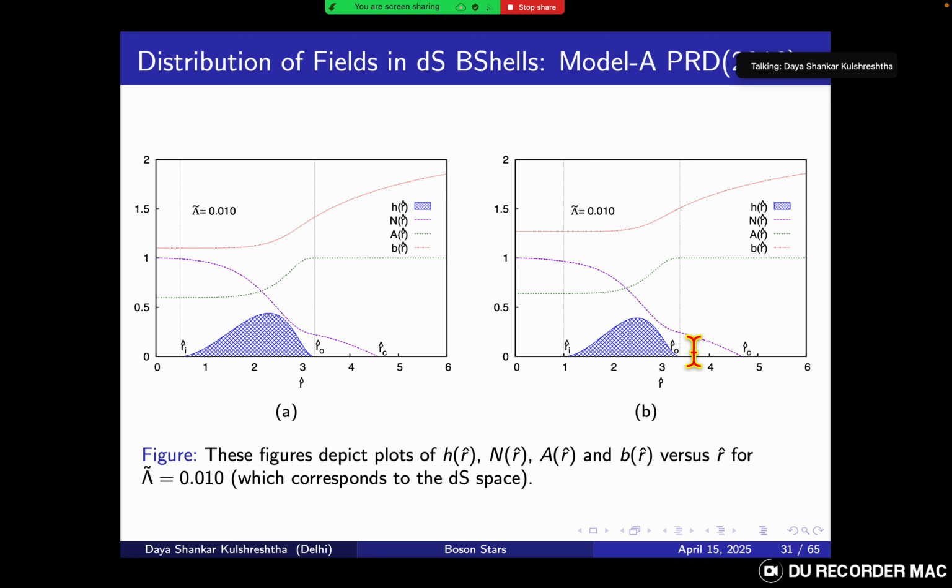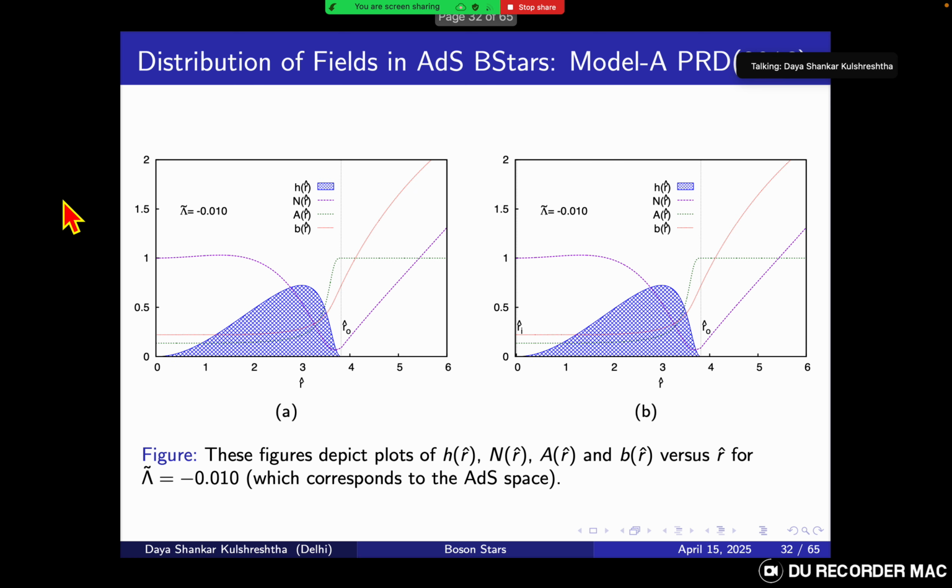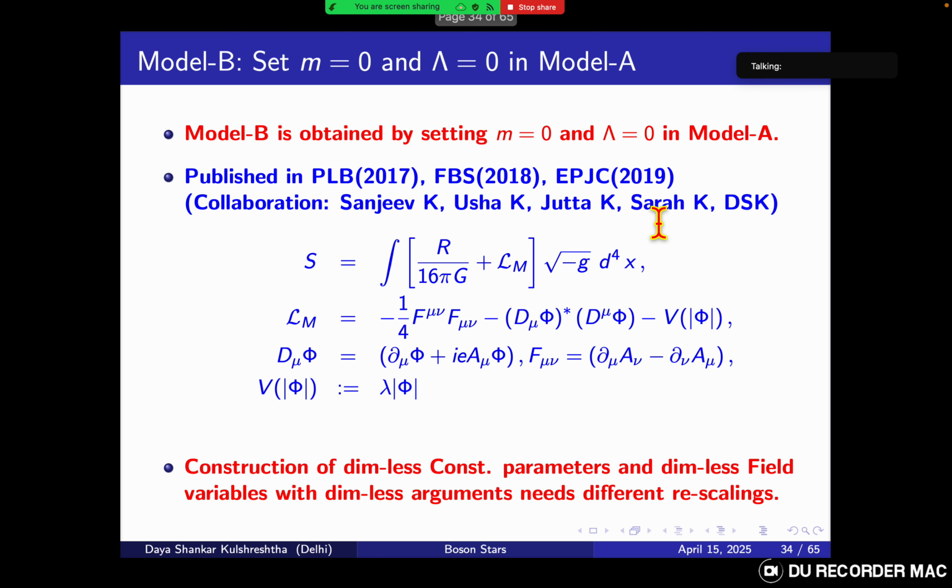Ri is greater than 0. And of course, when lambda is positive, they correspond to de Sitter space. When lambda is negative, the next two figures I show are for anti-de Sitter space, with the same distribution of fields. Now, after that, I go to the next model.